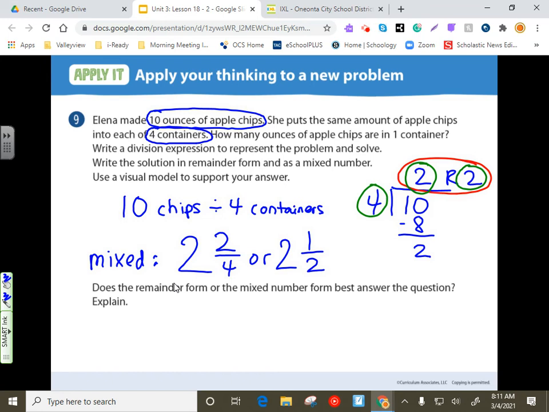And this is a good question. I'm not going to skip this. Does the remainder form, which is this, or the mixed number form best answer the question? Well, if I'm cooking or if I'm in the kitchen or I'm dividing things up, especially if I'm talking about ounces or cups or pounds, I'm not going to say 2 remainder 2. I'm going to use the mixed number form. It just makes more sense. And that's more of something we can use for actual measurement.